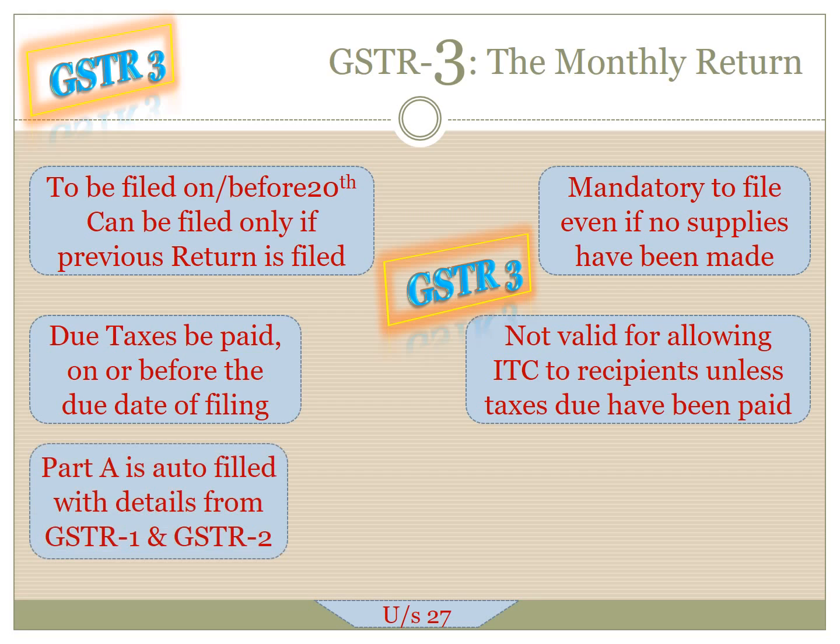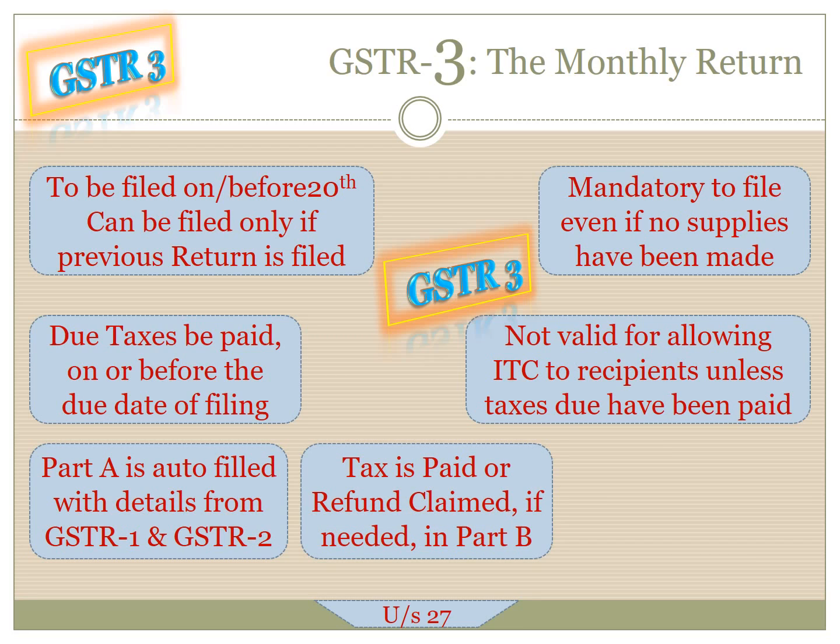Part A is auto-filled with details from GSTR 1, GSTR 2, electronic credit ledger, electronic cash ledger, and electronic tax liability ledger of the taxable person. The amount of ITC available in the current month is filled by the taxpayer in Part A. Tax is paid by debiting the electronic cash or credit ledgers as per details contained in Table 11 of Part B. Table 12 details the refund claim, if any, of the credit balance in the electronic cash ledger of the taxable person.